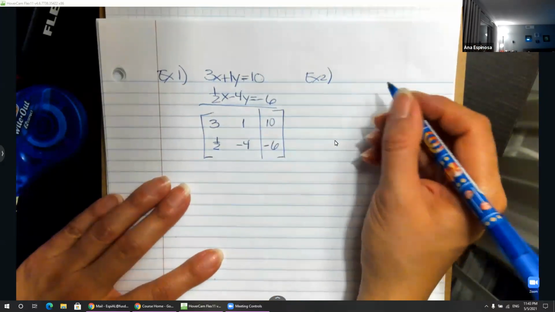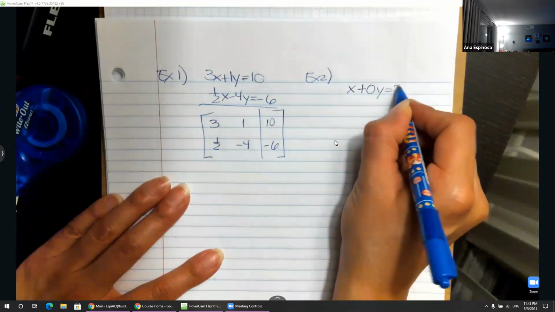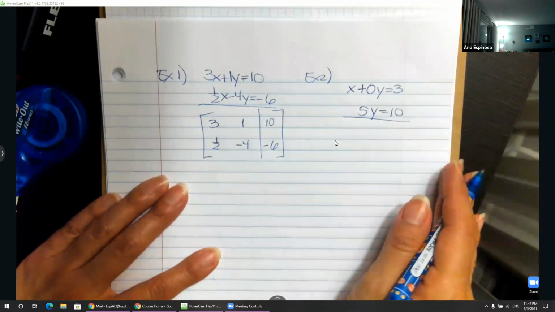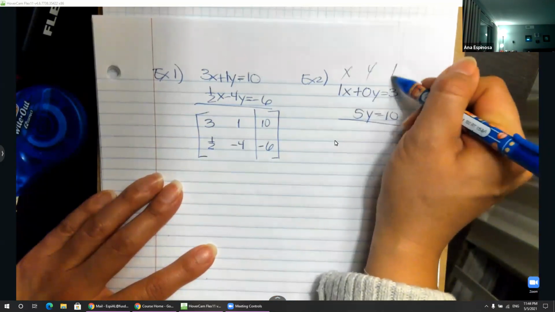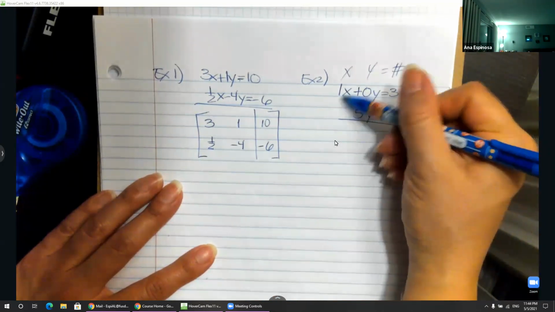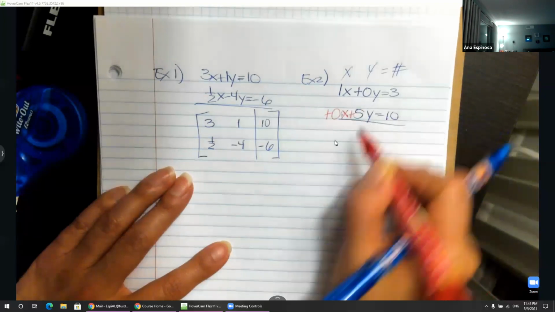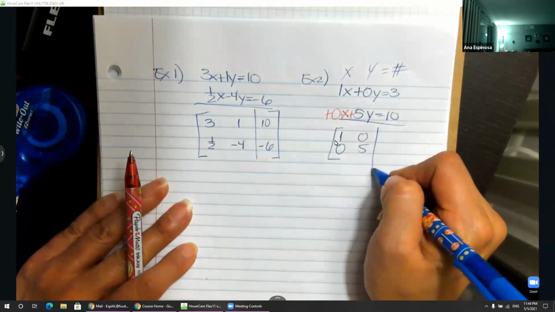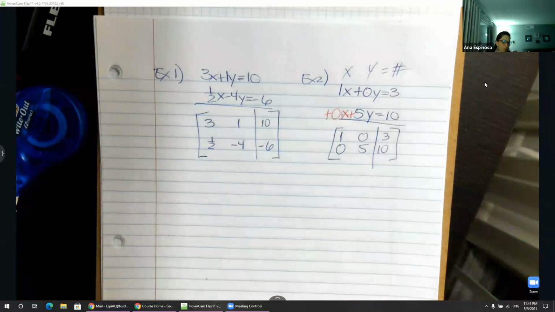Okay, let's try the last one. What if we had x plus 0y equals 3? Or what if you just had like 5y equals 10? I put in the 0 for you, but if you don't have it, you know it's a 0. So for example, here I have to align them, right? X's, Y's, numbers. So I don't have an X over here, so if I don't have that variable, it would just be 0 of that variable. So I'd have 1, 0, 3, 0, 5, 10. That's how you would write that in matrix form. That's all you need to do for those 2 examples.